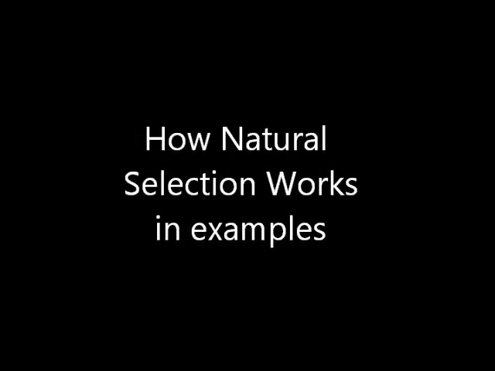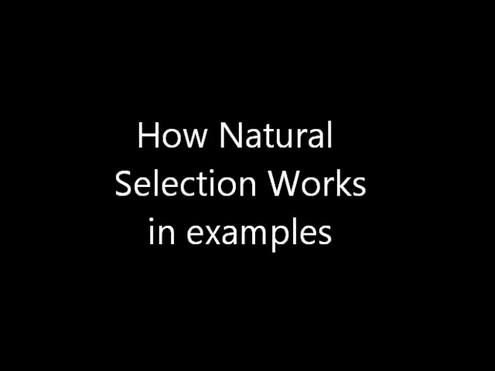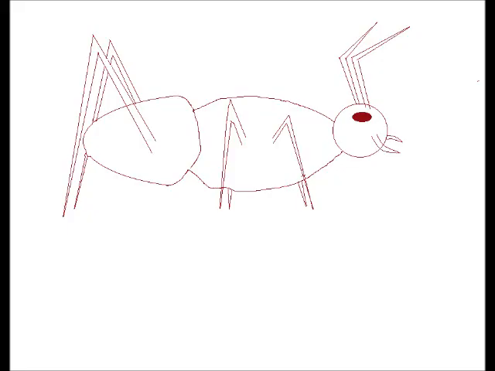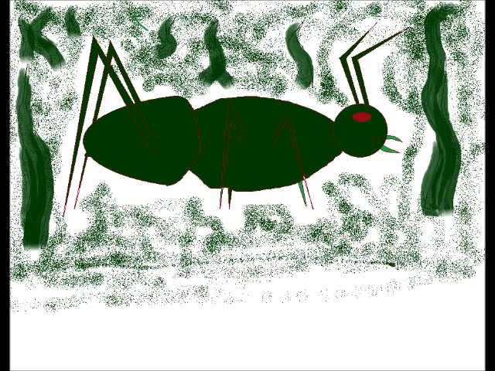In this video, I will be explaining how natural selection works by giving examples. Let's say we have a bug. In fact, let's say that this is a green bug that lives in a green environment. If we have a green bug that lives in a green environment, it is more likely to survive than a bug of another color because the green bug blends in with the environment. This is an example of an adaptation known as camouflage.